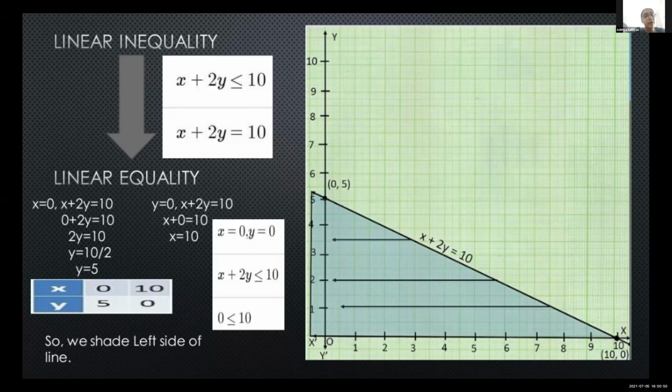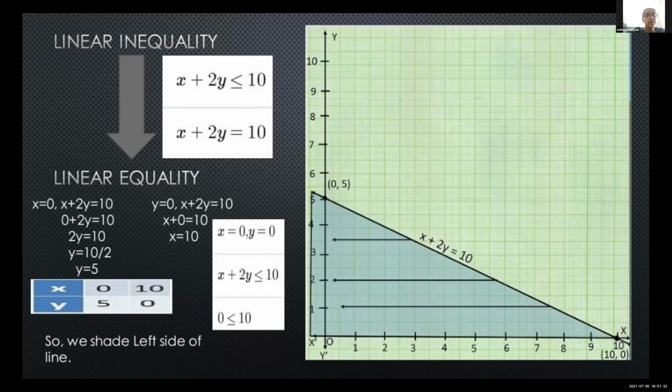So we have to plot the points on the graph paper: 0, 5 and 10, 0. 0, 5 lies on the y-axis and 10, 0 lies on the x-axis. And then you have to find the area which is to be shaded. You have to give x and y as 0 in the inequality x plus 2y less than or equal to 10. So you got 0 less than or equal to 10. So you have to shade the region which is below the line. This is how to find the shaded region.